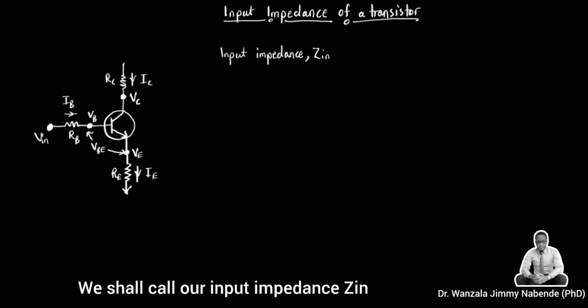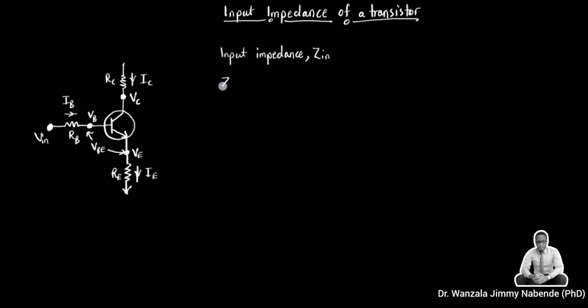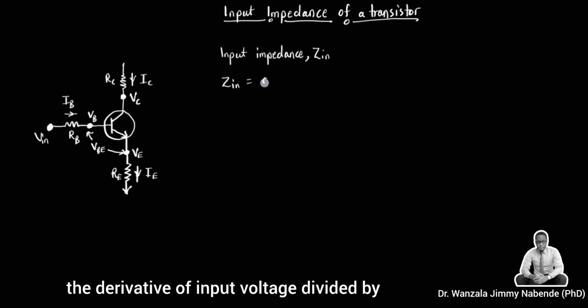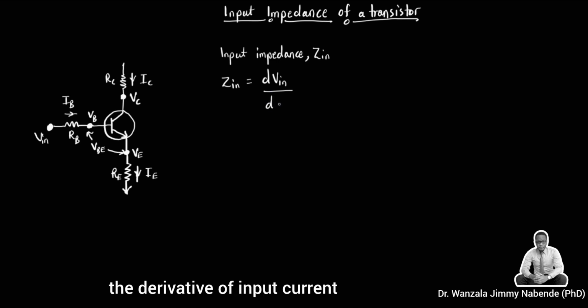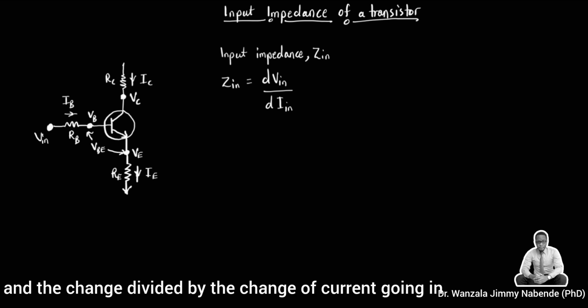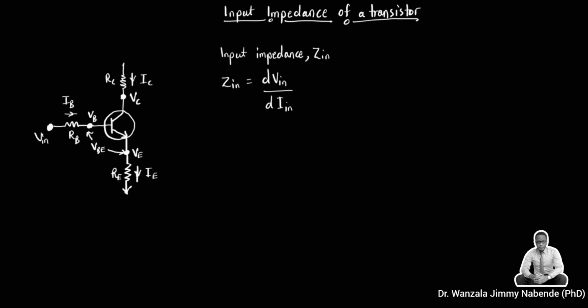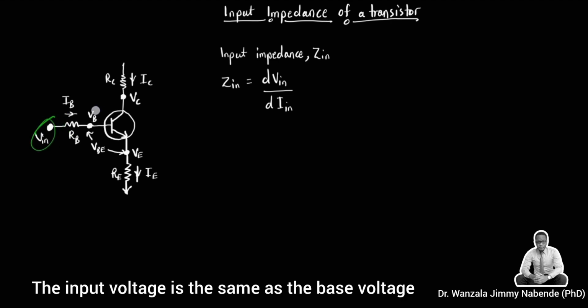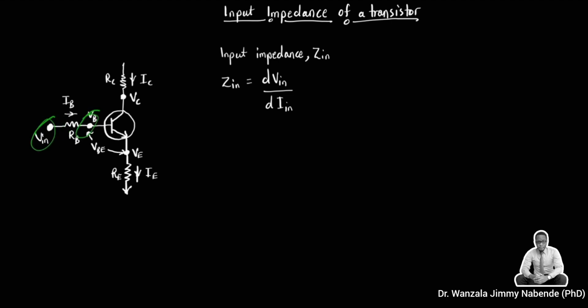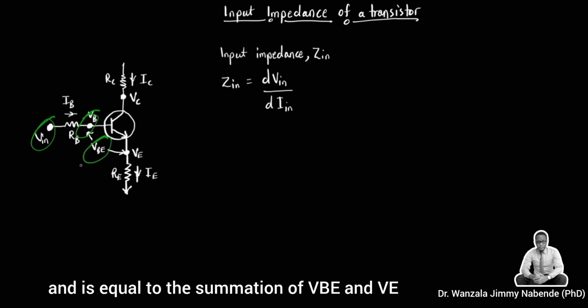We shall call our input impedance Zin. Zin is equal to the derivative of input voltage divided by the derivative of input current. So in other words, that's the change in voltage going in divided by the change of current going in. The input voltage is the same as the base voltage, and it is equal to the summation of VBE and VE.